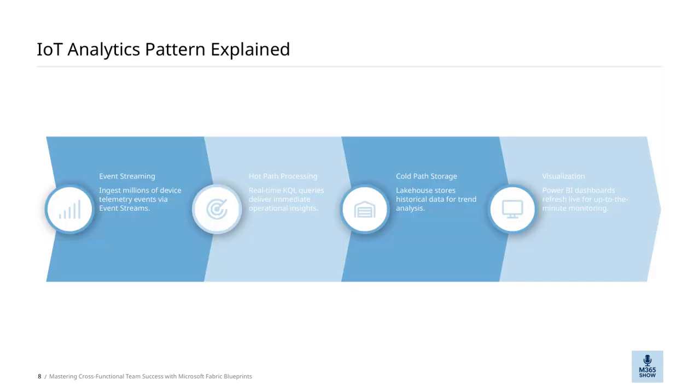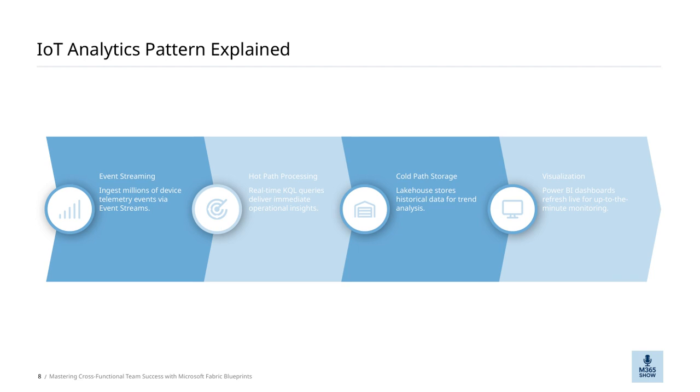In this slide, we're exploring the IoT analytics pattern and how it ties into mastering cross-functional team success using Microsoft Fabric blueprints. First, you'll notice that Power BI dashboards refresh live, providing up-to-the-minute monitoring. This means teams can see real-time data and make quick decisions. Next, we have the Lakehouse, which stores historical data, allowing us to analyze trends over time and gain deeper insights. Then there's Cold Path Storage, which handles less frequently accessed data, optimizing storage costs while keeping historical data accessible.